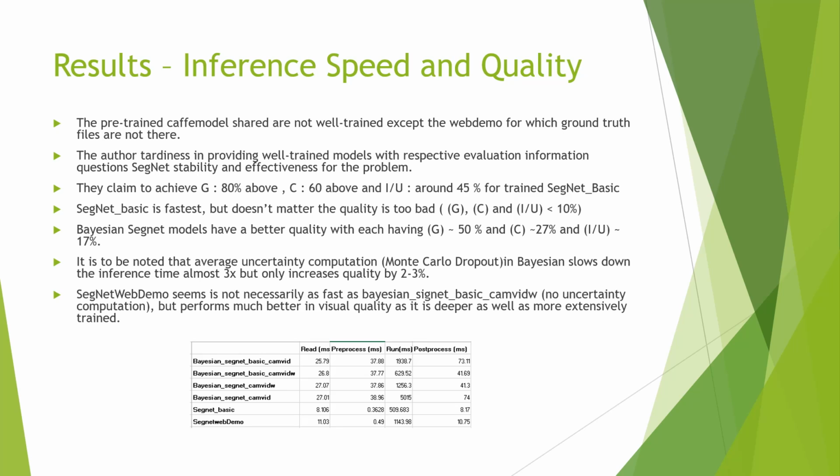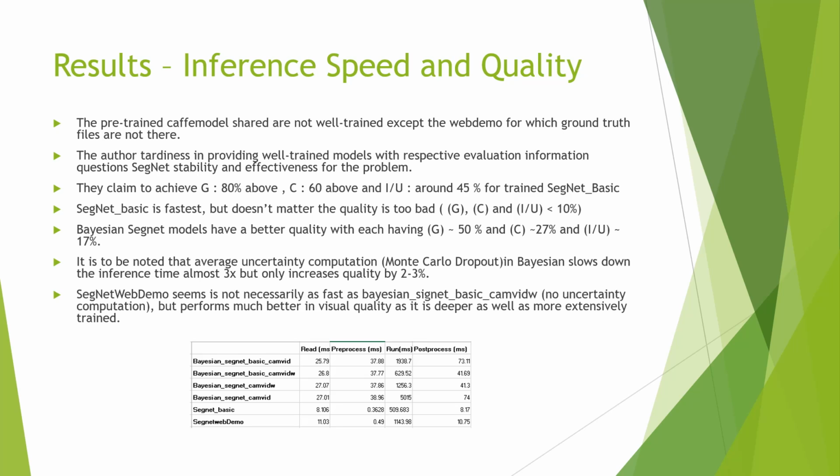The pre-trained Caffe models shared are not well trained, except the webcam demo, for which the ground truth files are not there. The author's tardiness in providing well-trained models with respective evaluation information questions SegNet's stability and effectiveness for the problem. They claim to achieve a global accuracy of above 80%, a class average accuracy of above 60%, and an intersection over union of around 45% for trained SegNet basic. SegNet basic is fastest, but it does not matter, because the quality is bad. It's below 10%.